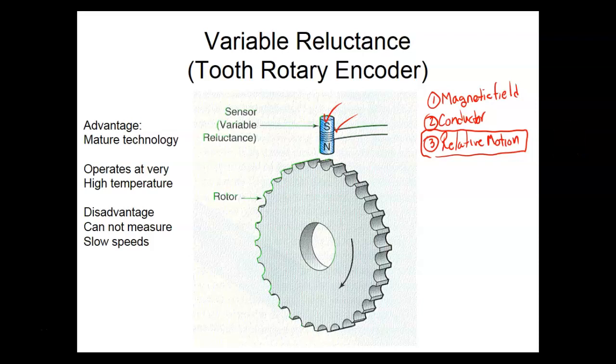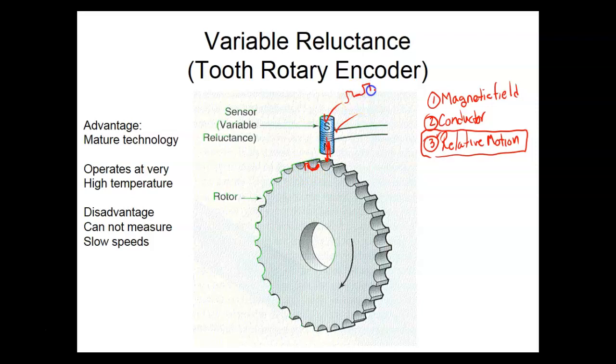Relative motion means we can move the magnet or we can move the conductors. Here the conductors are stationary, so we're not doing that. The magnet appears to be too, but what happens is we know that magnetic fields concentrate through metals, right? So every time this tooth comes around, it concentrates the magnetic field. Now we have motion, and we get a little pulse out of this wire right here. And then when it gets into the trough, it's not nearly as strong, and then it hits the pulse again.